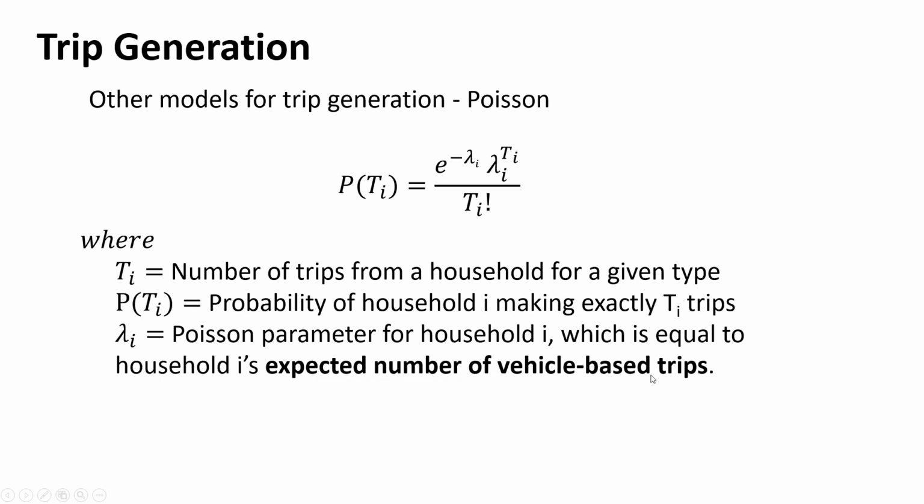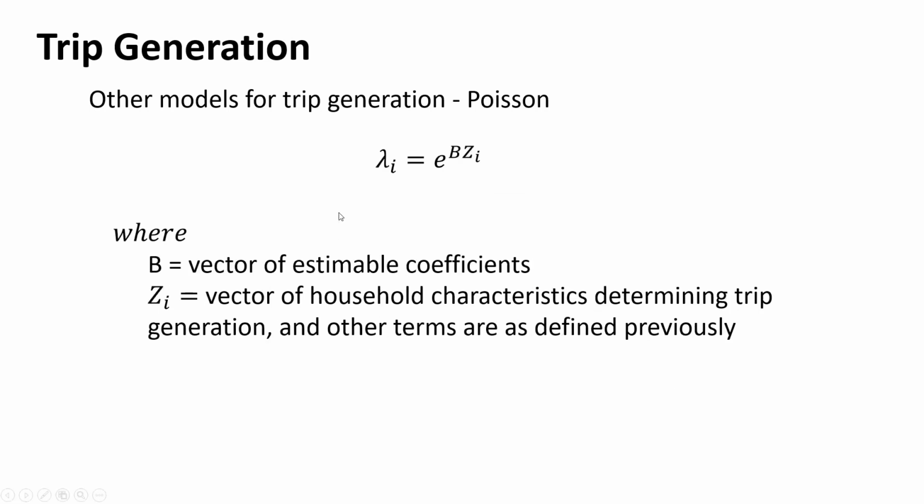And how would we use that? First we have to define how to calculate lambda. Lambda is kind of weird; it's got E in it as well. We take E to the BZ, and these are vectors of coefficients and of household characteristics. I'm going to show you an example here in a second. This is going to look pretty familiar from what we just did before. This vector of household characteristics contains the defining values that we've used before.